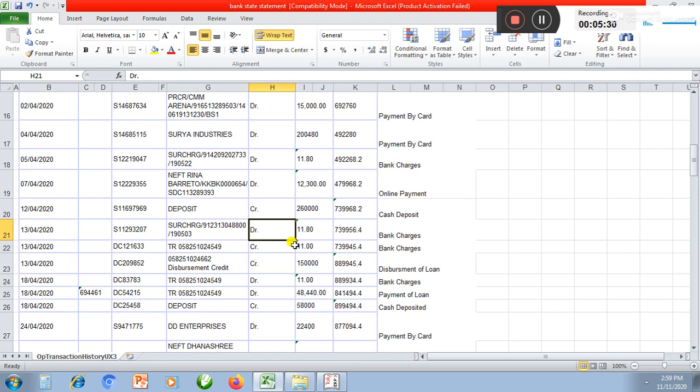This is again bank charges. Put it under bank charges. This is actually debit, not credit. So this is also bank charges here.